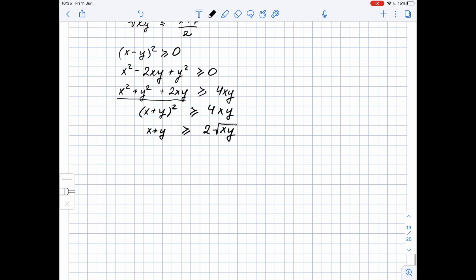So now we will divide both sides by 2 and we get that x plus y over 2 is greater than or equal to the square root of xy. And obviously we can rewrite it as the square root of xy is less or equal to x plus y over 2. So the inequality has been proven.